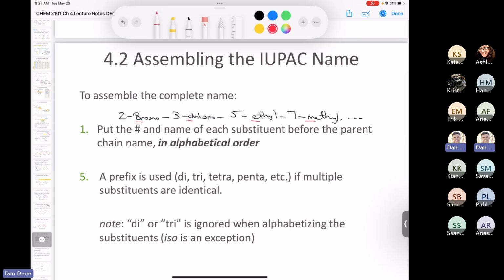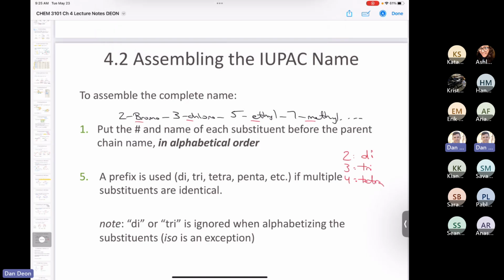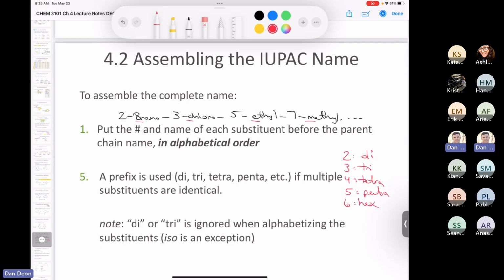And then if you have 2 of the same substituent, you use prefixes. If you have 2 of something, use di. If you have 3, you have tri. If you have 4, you would call it a tetra. If you have 5 of something, you would call that penta. 6 would be hexa, but I can't imagine when we have hexa anything. Maybe once in a while, I guess. 6 would be hexa. All right.